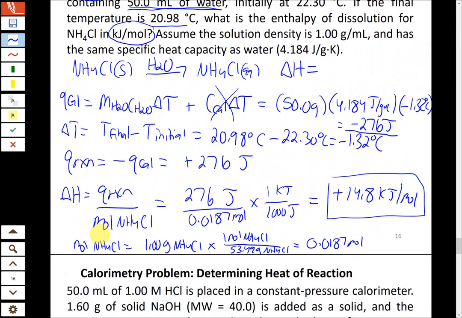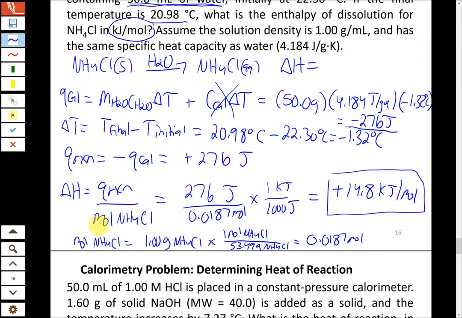Yeah. Why did it turn to a positive 276? So it turned to a positive because whenever you have any process happening in a calorimeter, whether it's a physical or a chemical process, the heat for the calorimeter is going to be opposite in sign to the heat for the process you're measuring. So we got a negative number for the calorimeter because delta T was negative, and so then the heat for the reaction or whatever we're studying is going to be now a positive number. So it's just that step there. Got it. Anything else?